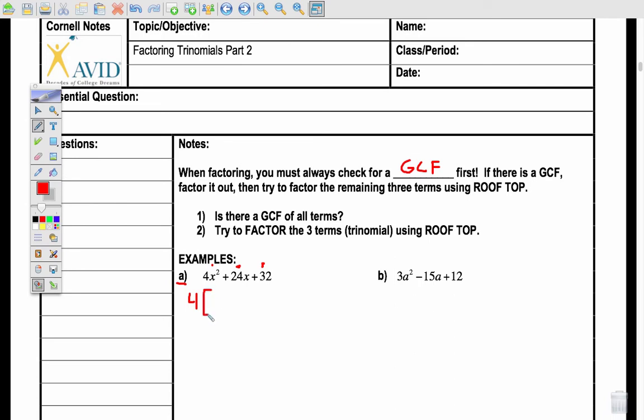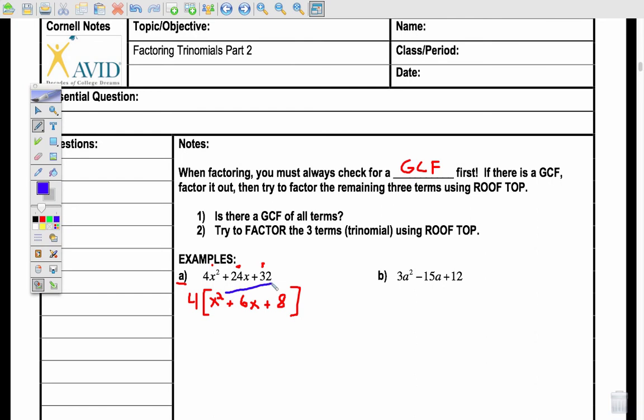If I factor out the 4, that's going to give me an x squared here. That's going to give me 4 times 6 is 24, so it's going to be a 6x. And 4 times 8 is 32, so that's going to give me an 8. All right, now that we factored out the 4, let's rooftop.